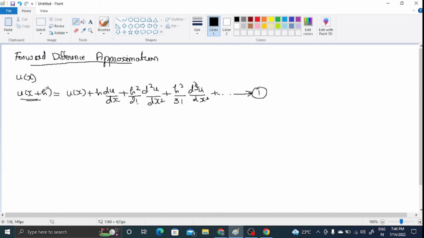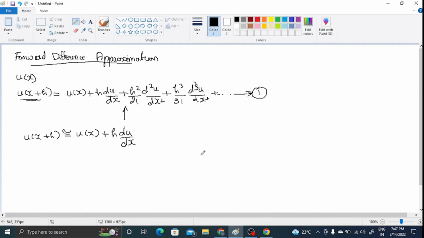So if I am terminating at this particular point, what can we write? We can write u of x plus h, the next point of x, is equal to the current point of x, u of x plus h into du by dx. So this one is a terminated one. So actually it is almost equal.